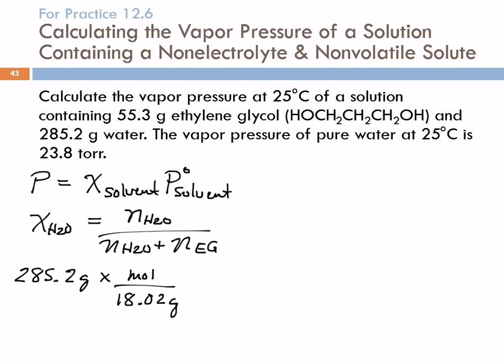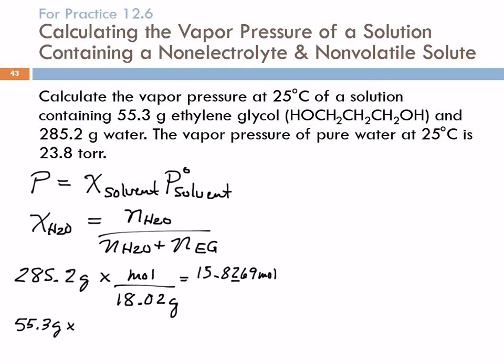So we need to take the mass of water and divide by the molar mass to get the number of moles of water. It says 15, we got 4 sig figs there, 8269 moles. And then we need the moles of ethylene glycol. So we've got 55.3 grams.